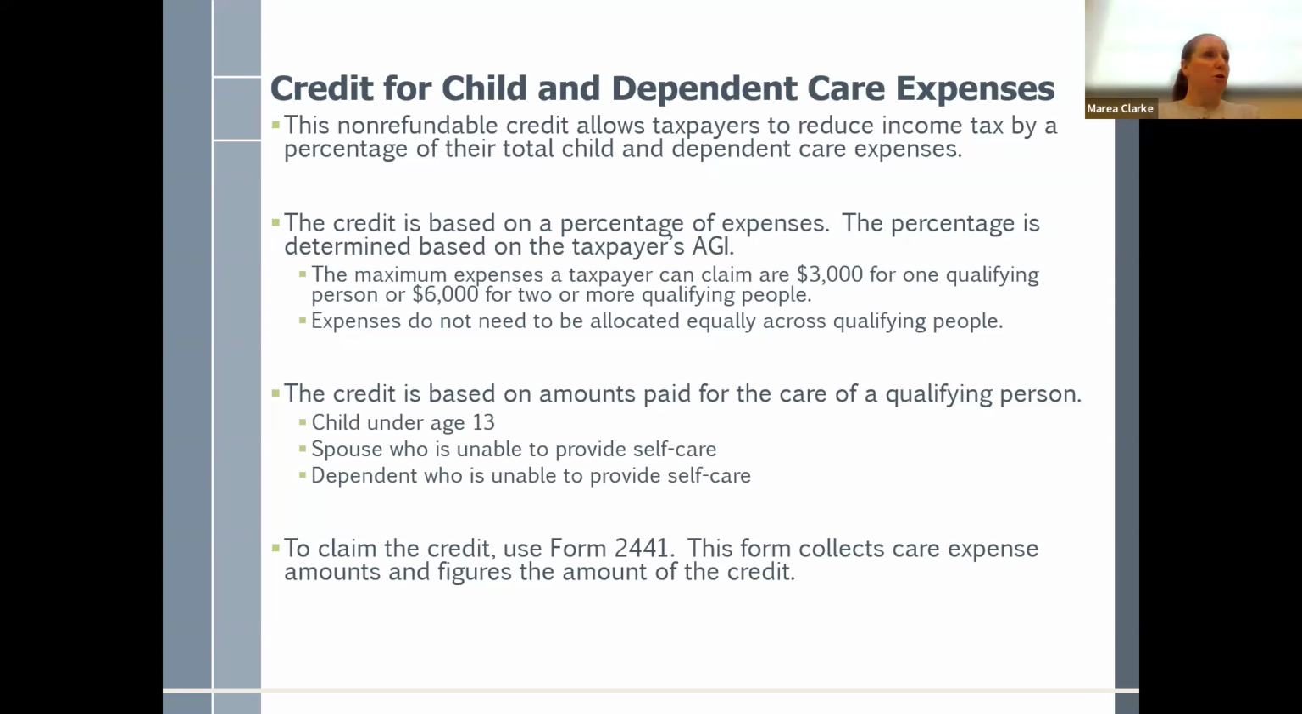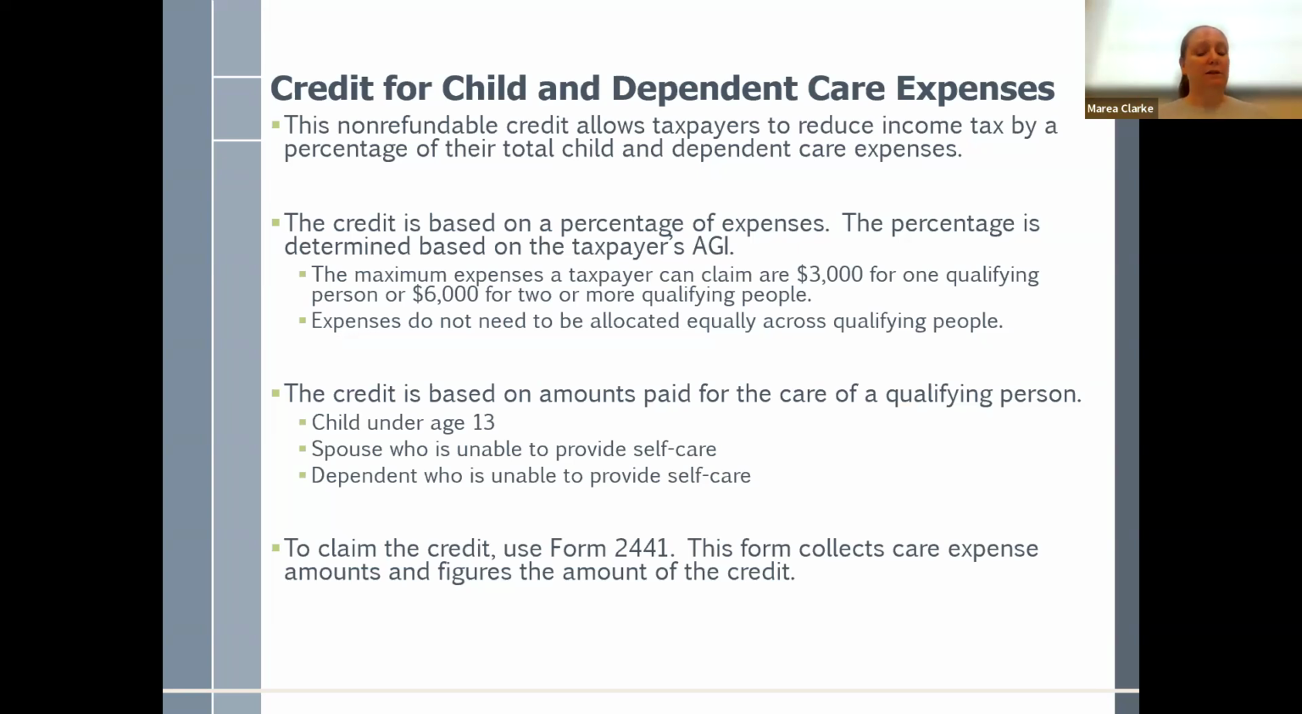The maximum you can claim if you have one qualifying person is $3,000. If you have two or more qualifying people, you can claim $6,000. The expenses don't need to be equal as long as you have more than one person. So if you have one person with $4,000, another person with $1,000, and another person with $1,000, you can still claim that full $6,000, even though it's not equally spread among the three people.